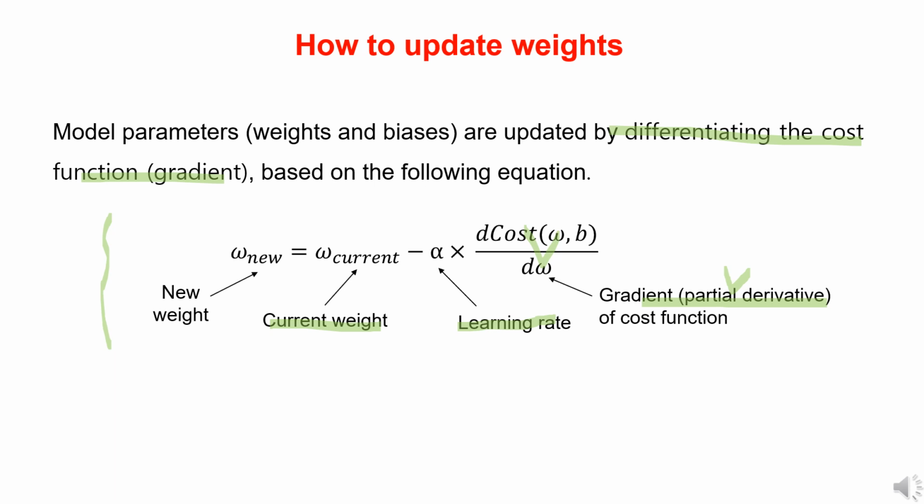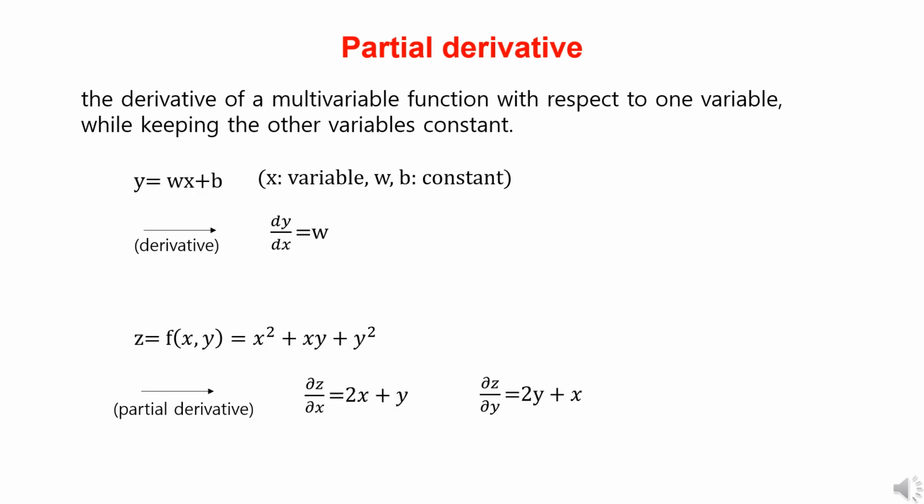So, before diving into backpropagation, let's first take a closer look at partial derivatives. Partial derivative is the derivative of a multivariable function with respect to one variable, while keeping the other variables constant. When we do a partial derivative, we treat all the other variables as constants, and only focus on the one variable we're interested in. For example, if the formula is y equals omega x plus b, and x is the only variable, when we take the derivative with respect to x, the result will be omega.